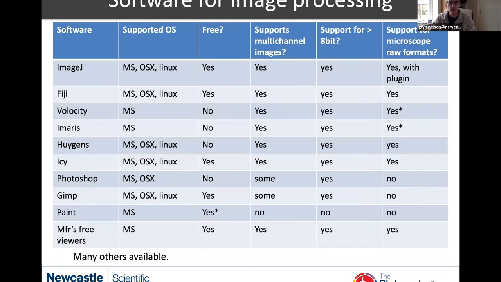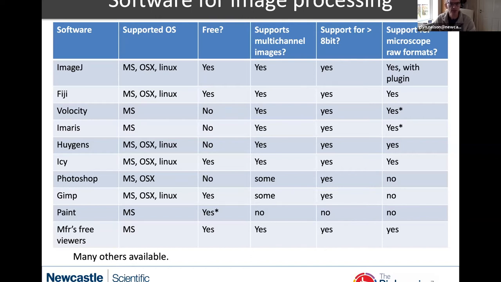So the software that we're going to talk about today, and I'm going to briefly introduce, is Fiji, but there are other pieces of software that you should also be aware of. ImageJ and Fiji themselves are both supported on any operating system, free, support multi-channel images and higher bit depths, and work with microscope raw formats.